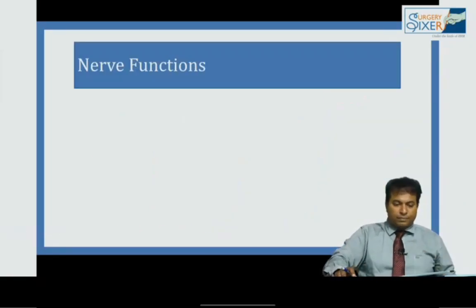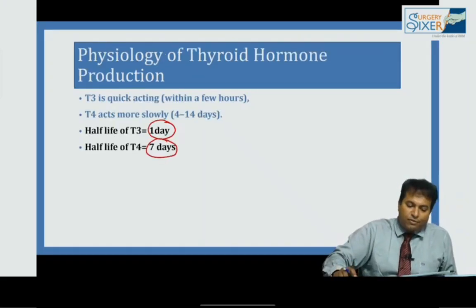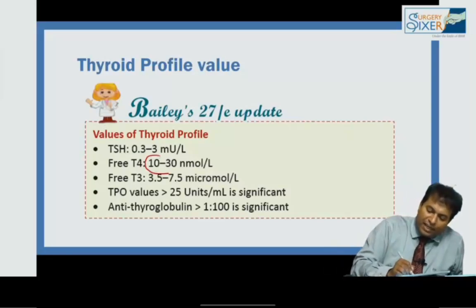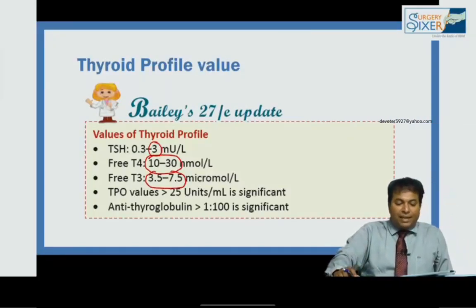Please don't forget the nerve functions, and don't forget the half-life of T3 is 1 day, and T4 is 7 days. 1 day for T3, 7 days for T4. And don't forget the values. T4 is 8 to 24 nanomoles per liter, T3 is 3 to 9 nanomoles per liter, TSH is less than 3 milliunits per liter. So remember these 3 values.